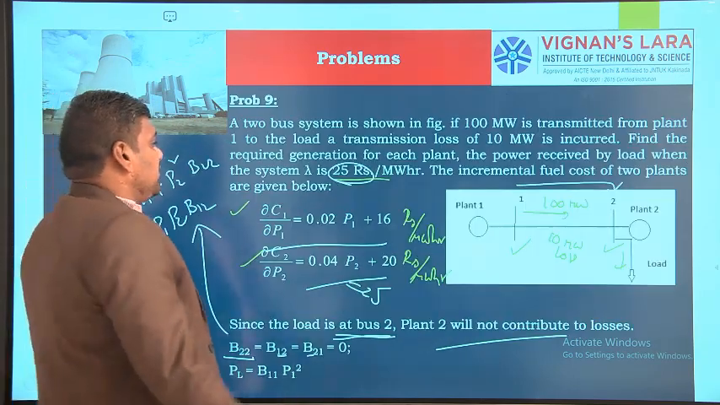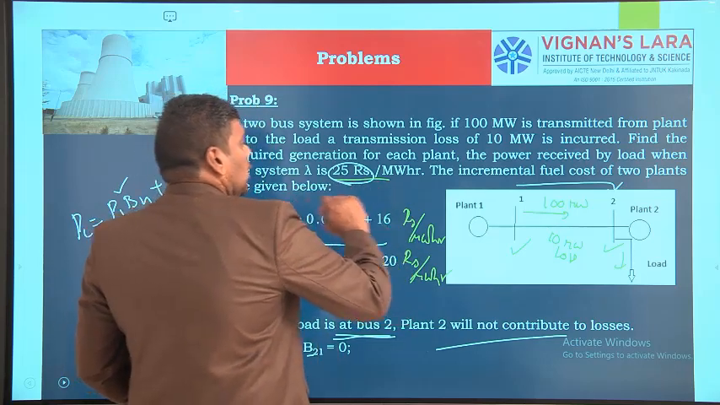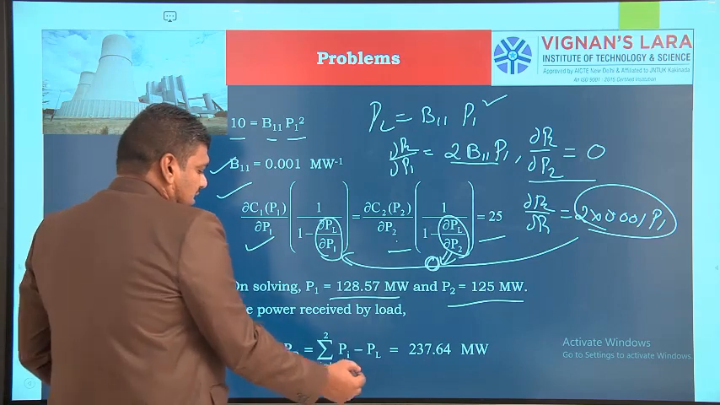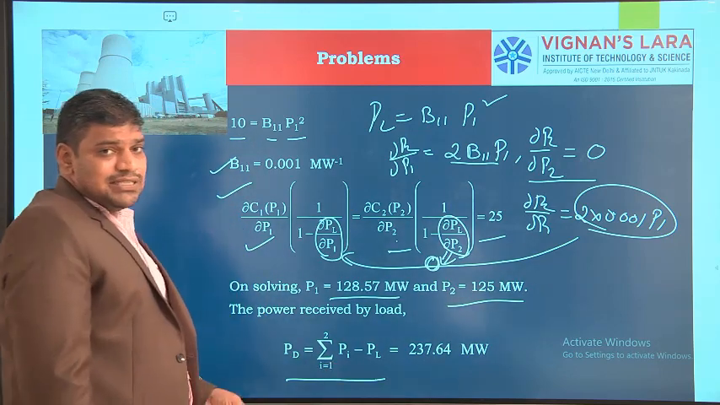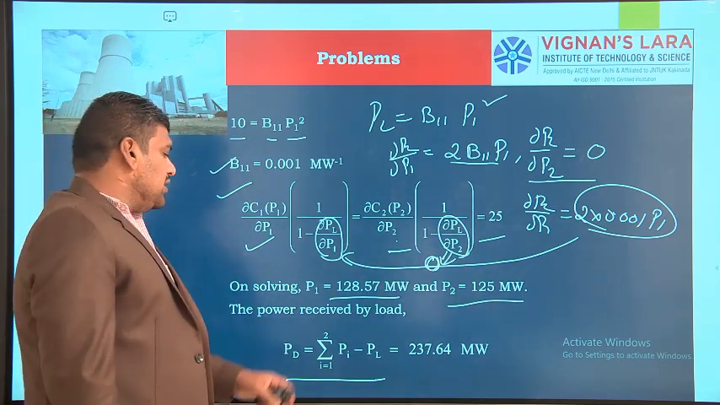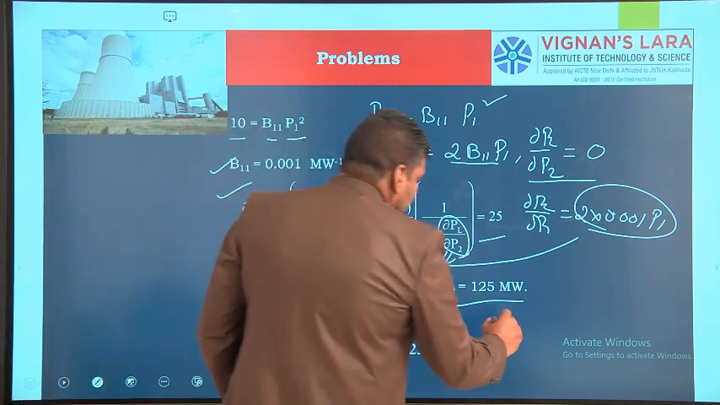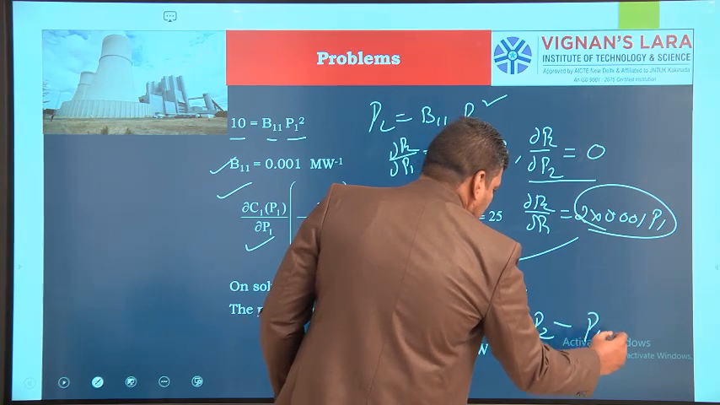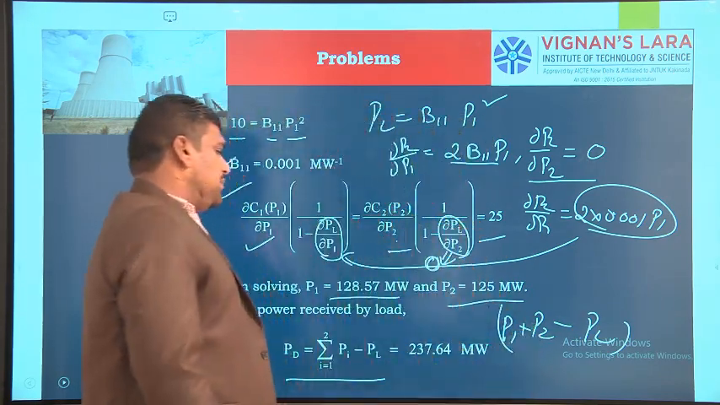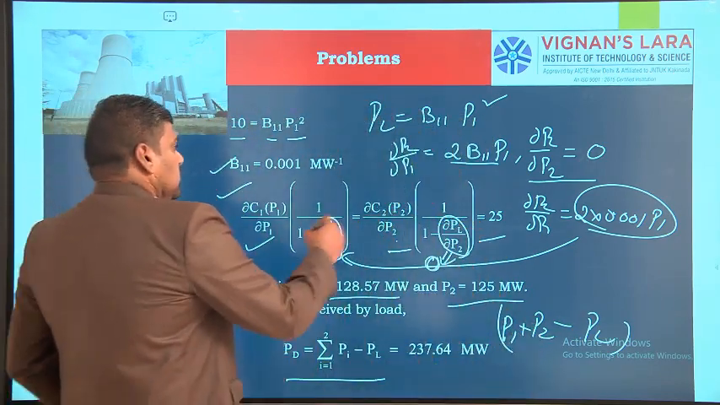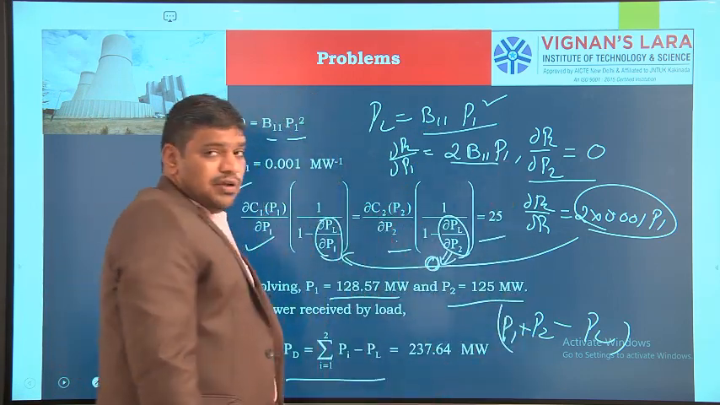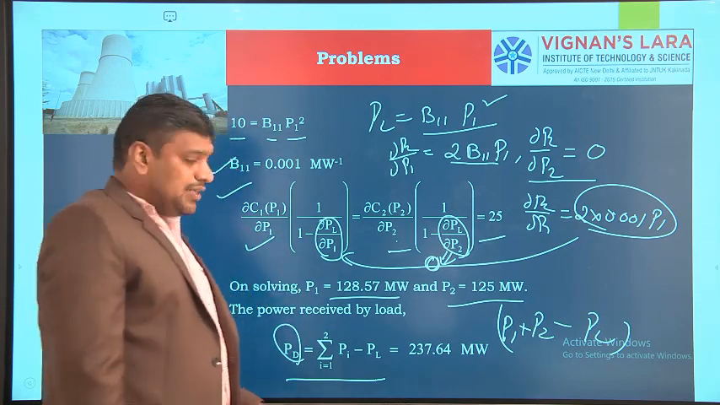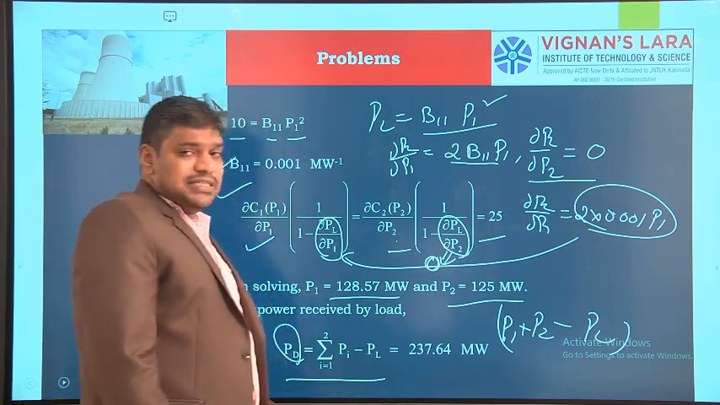And finally he asked for the power received by the load. The power received by the load, PD, is equal to total generation minus losses. Total generation is P1 plus P2, minus losses, PL, which is B11 into P1 square. After substituting, we will get PD, the power received by the load, as 237.64 megawatts.